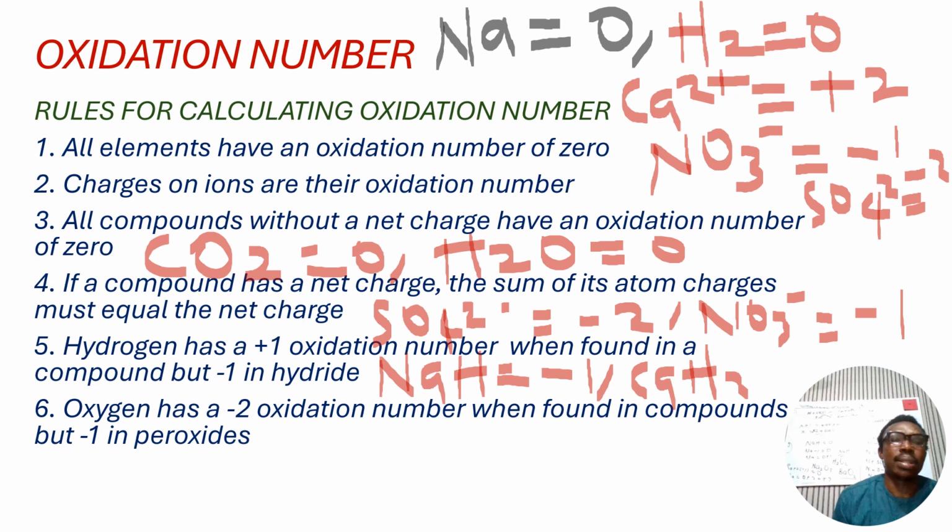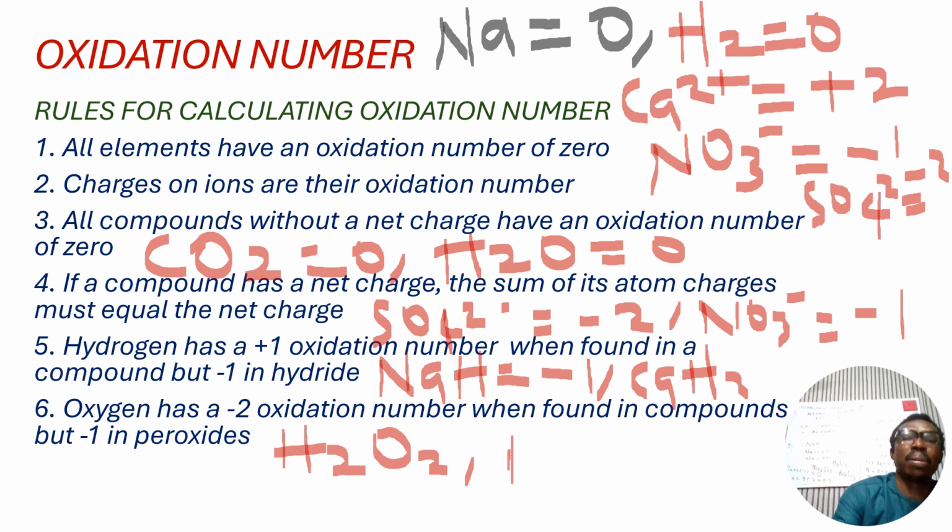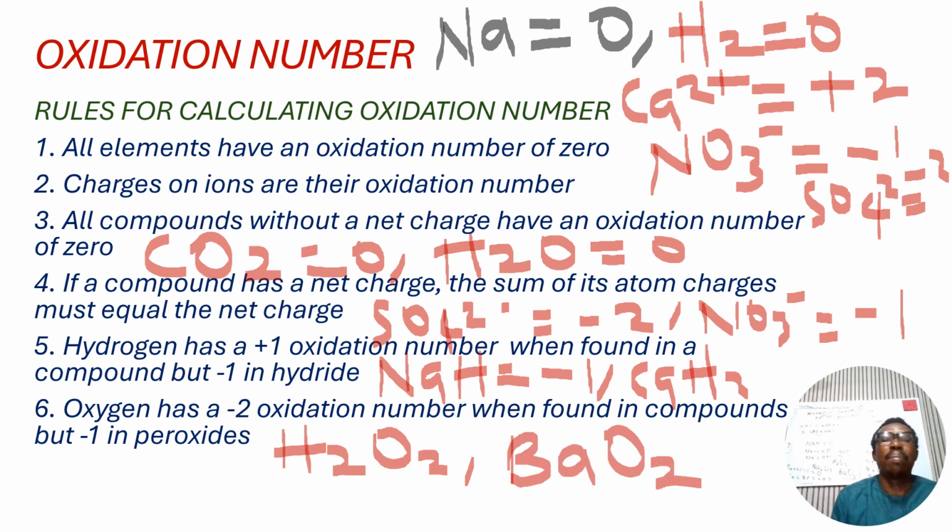Then number 6, oxygen has a -2 oxidation number when found in a compound, but -1 in peroxide, like hydrogen peroxide, where the oxidation number is -1. Barium peroxide, the oxidation number is -1. But in other compounds, the oxidation number is -2. So oxygen has a -2 oxidation number in compounds, but in peroxide, it is what? -1.